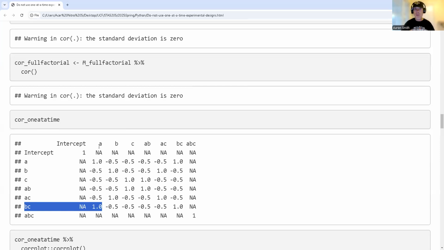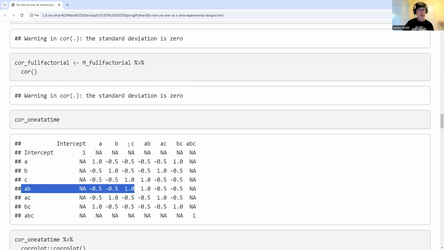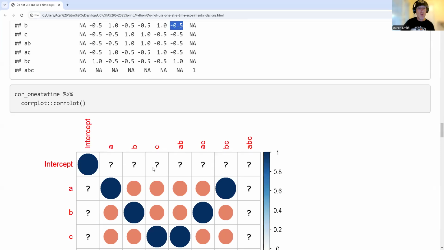That means I can't get full representation. I see that the B column is perfectly correlated with AC. I see that the C column is perfectly correlated with AB. All right, so that's not ideal. But also, A and B have a negative 0.5 correlation. A and C have a negative 0.5 correlation. You notice that all of these are non-zero values. If I had done a full factorial design, these would all have been zeros, making my situation better. All right, so let me show you the picture.